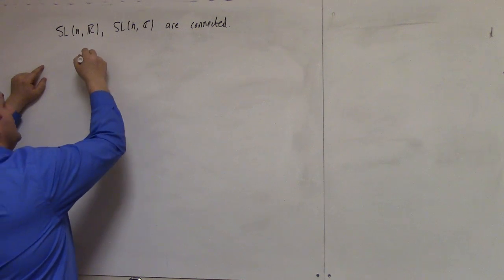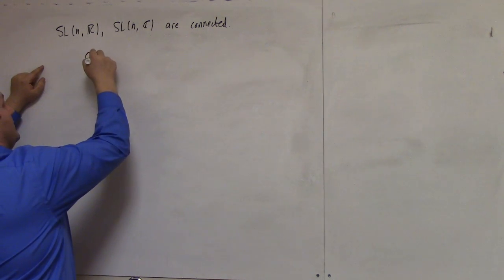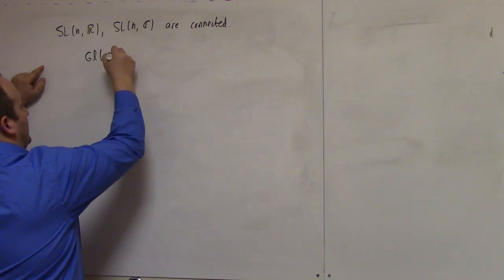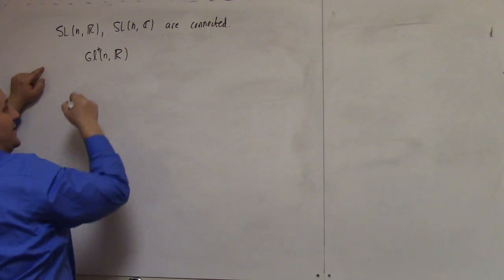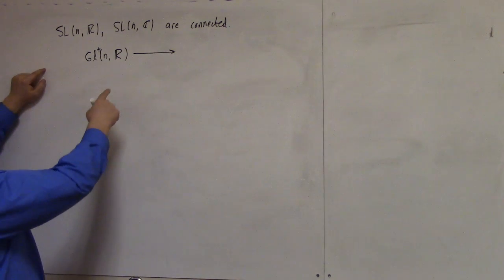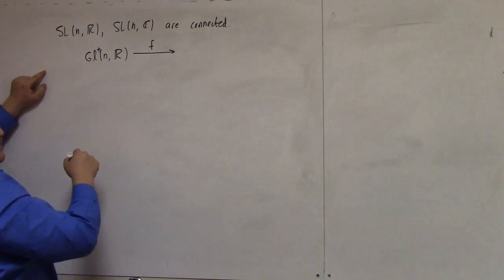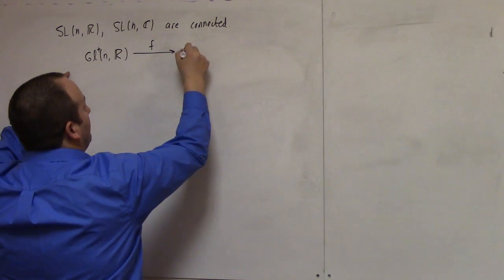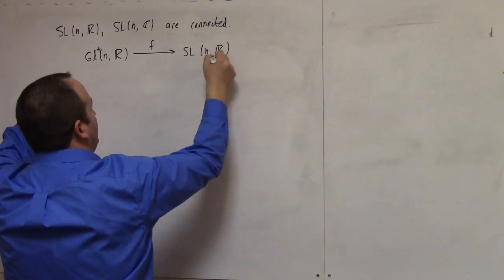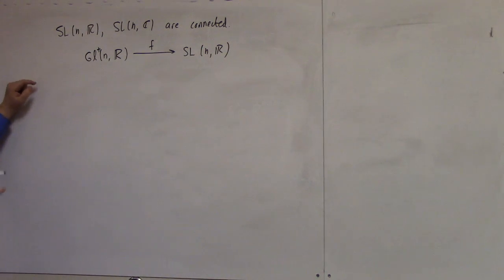So what we want, right? We already know that GLNR plus is connected. We want a continuous mapping from here, let's say F, to here. If I can get a continuous map, what do we know about the continuous image of a connected set? It's connected. What's the map? It's made by the determinant.